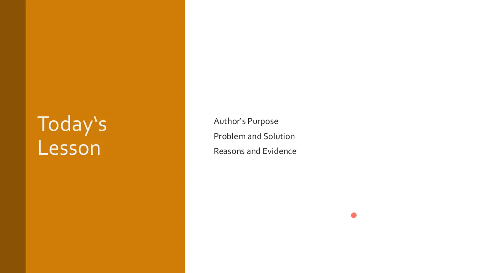As we read, we are going to be focusing on problem and solution, and reasons and evidence. This is a big one. So we've done problem and solution before, and reasons and evidence. We've talked about analyzing our text and finding reasons in there, underlining that. But we're going to take it another step and talk about why the author is writing what they are writing.